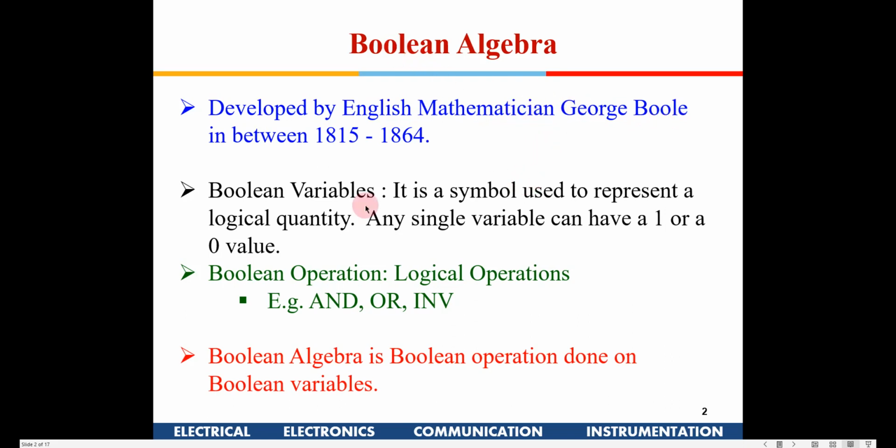Okay, Boolean algebra. Now there are a few things in Boolean algebra. Boolean algebra is an operation done on Boolean variables. So Boolean algebra is nothing but Boolean operation done on Boolean variables. So what are Boolean variables? A Boolean variable is a symbol used to represent a logical quantity, so any variable which can either have 1 or 0.